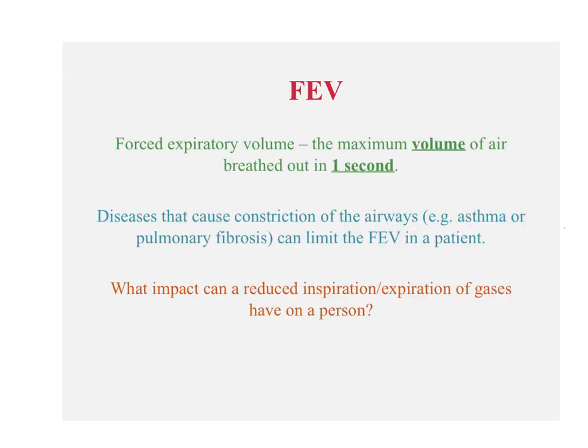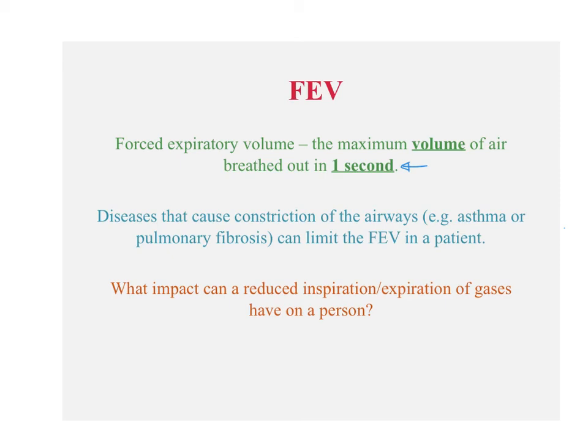So annoyingly, there's lots of abbreviations with this respiratory stuff. So the first one we had was PVR, and now we've got the FEV, or the forced expiratory volume. And this is the maximum volume of air that you can breathe out in 1 second. And you can find this out normally at the doctors, especially if you're asthmatic. They give you that tube to breathe out into, where they tell you to take a deep breath in and then force all the air out of your lungs.